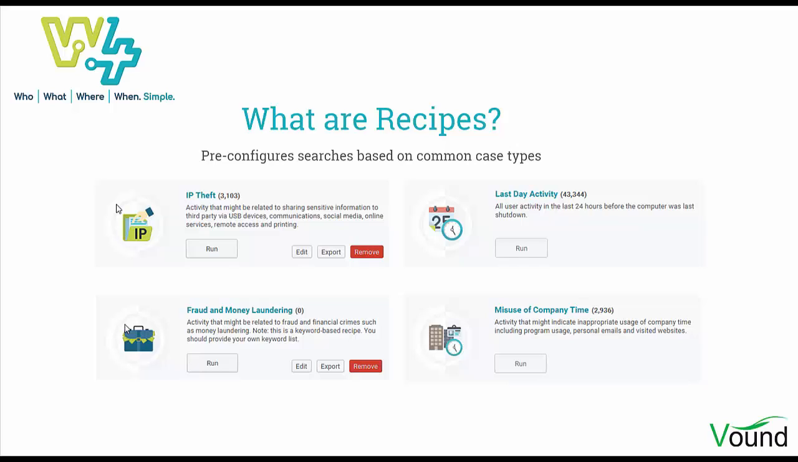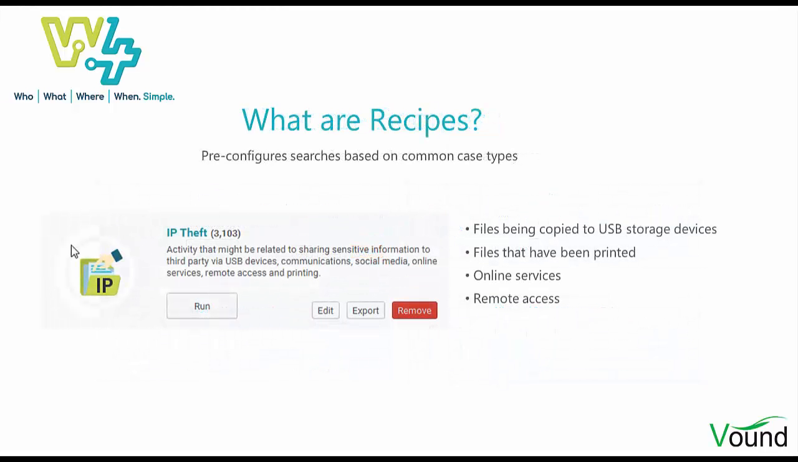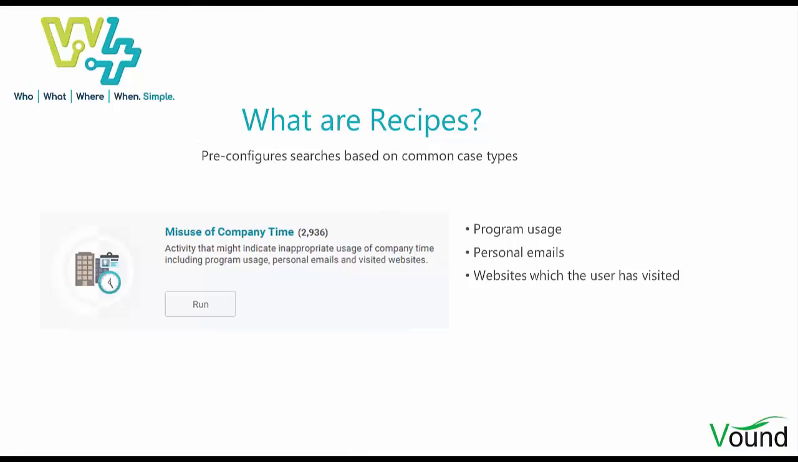These are some of the default recipes that come preloaded with W4. These recipes have been designed to identify artifacts related to specific investigations. For example, the IP theft recipe will include any artifacts that are related to files being copied to USB storage devices, files that have been printed, and other activities such as online services and remote access. For the misuse of company time recipe, this would include any activities such as program usage, personal emails, and the websites which the user has visited.